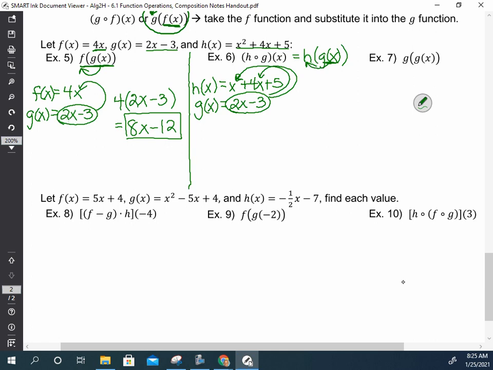Notice that there are two x's in the h function. That means you're going to be plugging it in twice. Most people get this problem wrong because they forget to plug it in twice. They only do it once. So if you see x twice, you're plugging it in twice.